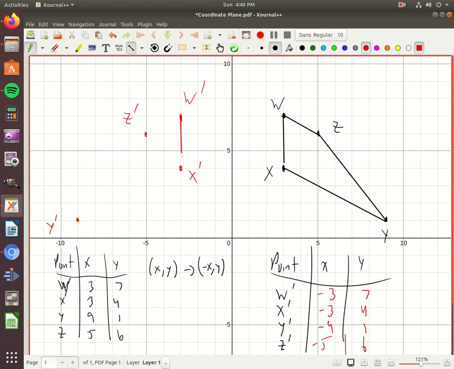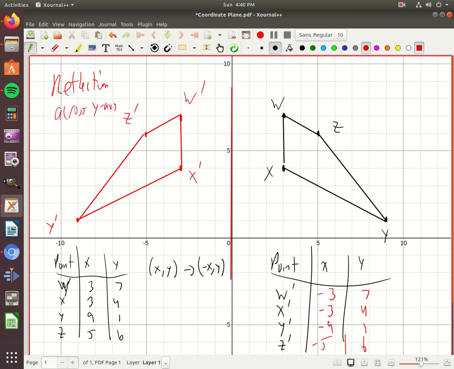And if I connect those points, you can see that what it looks like is I have a reflection across the y-axis. So again, you need to be specific. Saying reflection isn't enough. I kind of made that mistake earlier in the video. I didn't say rotate about origin, but you need to be specific for reflections and rotations, reflecting across the y-axis.